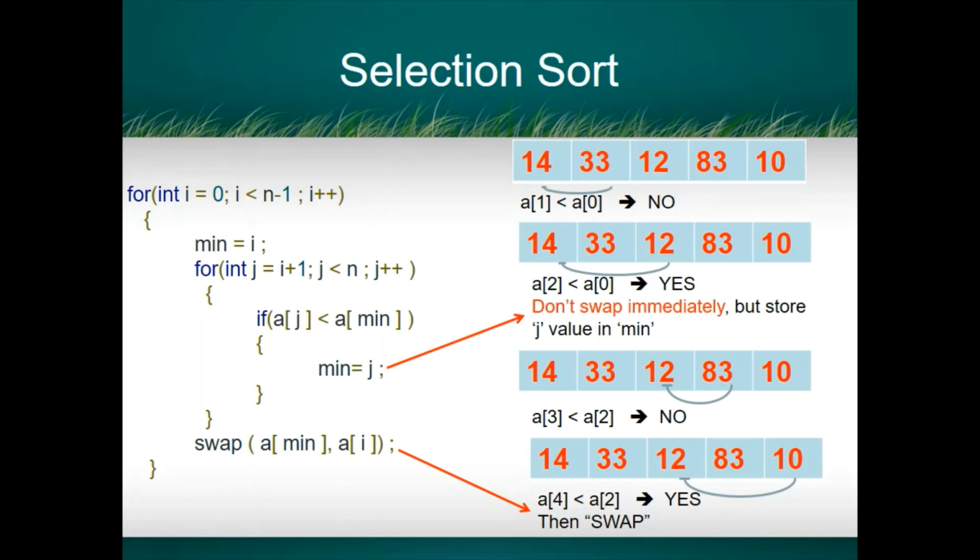Next, is a of 3 less than a of 2? In the meantime, the j value will be incremented, right? Then the min value will be changed. A of 3, which is 83. Is 83 less than 12? No. Then is a of 4 less than a of 2? Is 10 less than 12? Yes. Then we will swap these two elements.